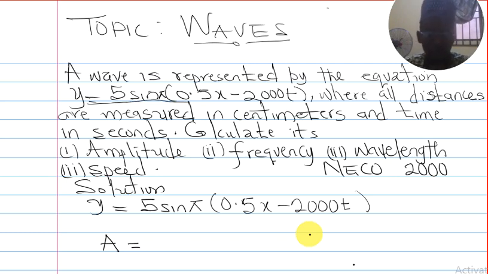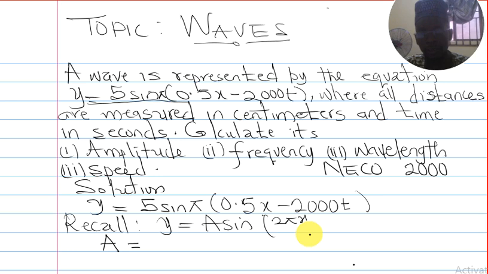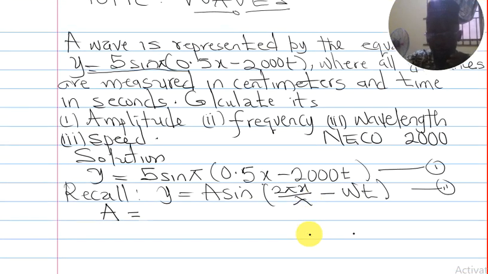Now to solve this one, recall that we have the general equation of a wave to be: y equals A sine 2 pi x over wavelength minus omega t, okay? So let me now combine this equation and this one together. That's how to solve that.